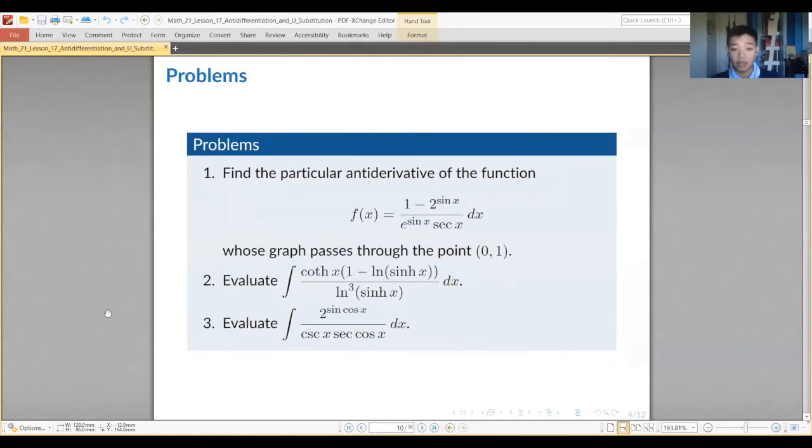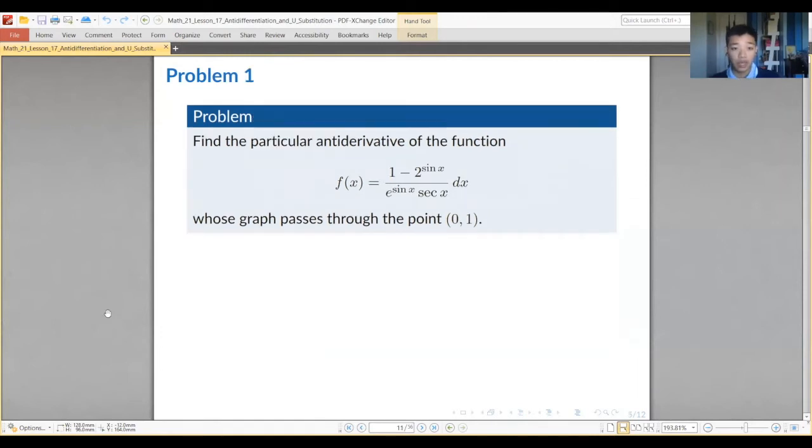So as practice for particular antiderivatives and u-substitution, we have these three problems. Let's do them one by one. So in this first item, you want to look for the particular antiderivative of this quite complicated function whose graph passes through the point (0, 1).